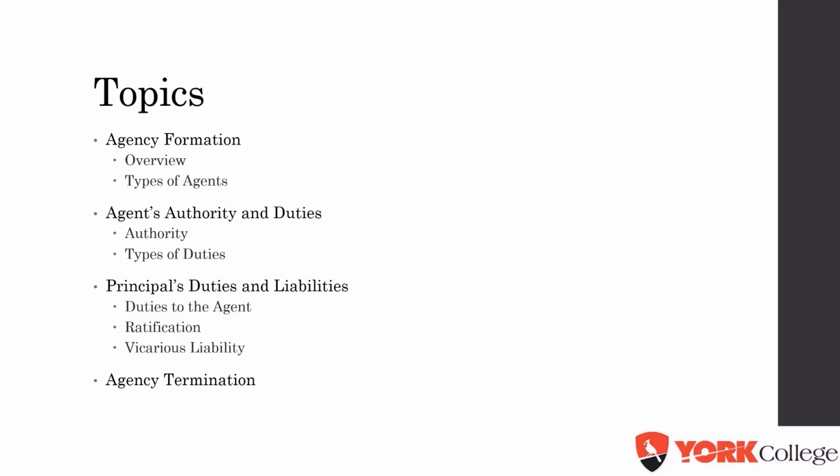We'll then look at different types of agents, and then we'll dive deeper into what is an agent's authority and duties to both the principal and to third parties. We'll look at different types of these duties. Then we'll look at the principal's duties and liabilities, particularly the principal's duties to the agent, what ratification means, what vicarious liability means, and then finally we'll look into how an agency relationship is terminated.